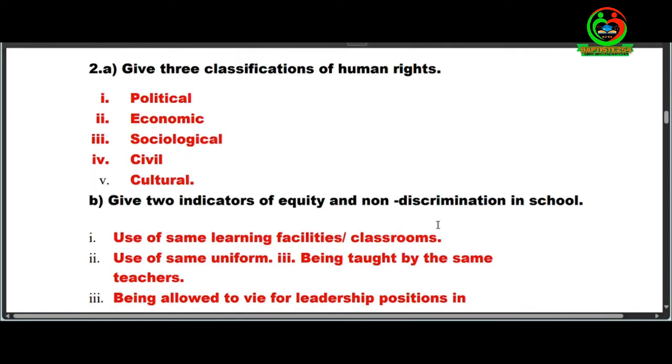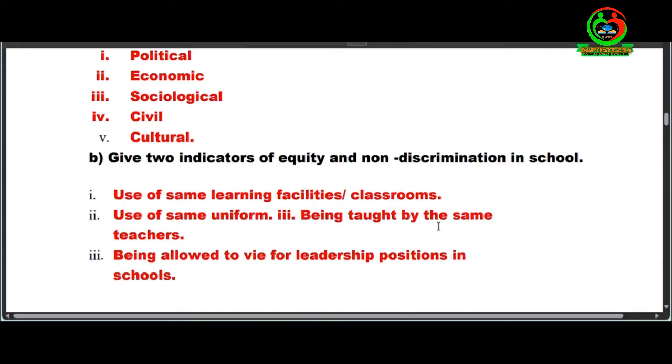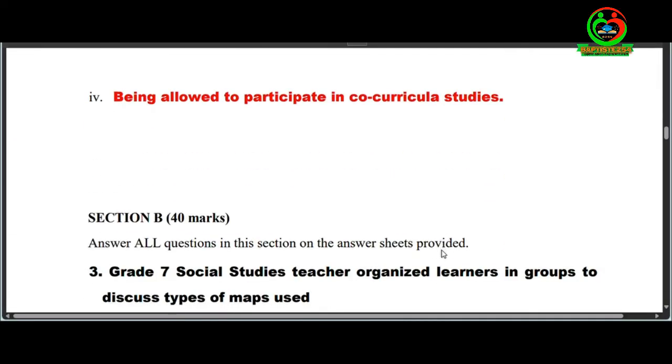Question number 2B. Give the 3 classifications of human rights: political right, economic right, sociological right, civil right, and cultural right. Those are a few. Give 2 indicators of equity and non-discrimination in school: use of the same learning facility, use of the same uniform, being taught by the same teacher, being allowed to vie for leadership positions, and so on.